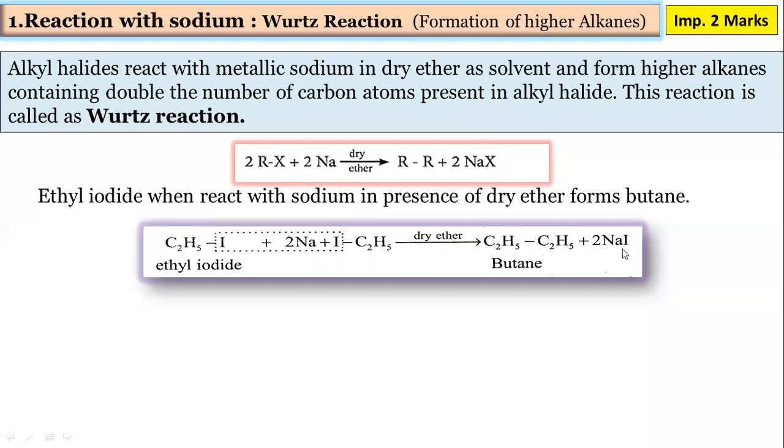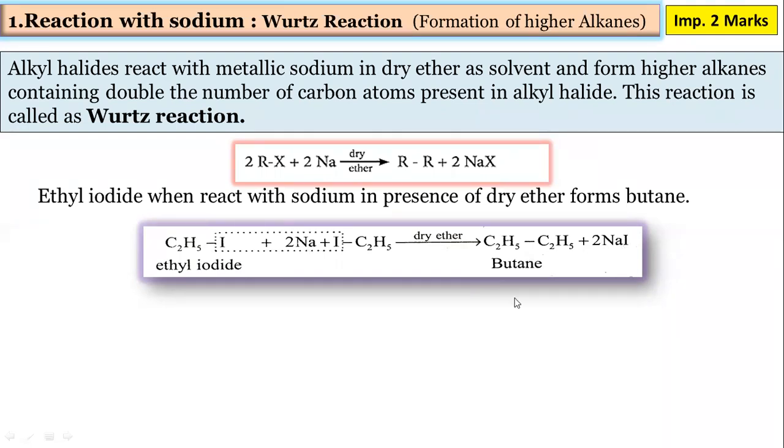See, one example is given here. Ethyl iodide, C2H5I, and we get the higher alkane, butane. The halide is lower and the alkane is higher. Butane is prepared, coupling takes place here. This is C2H5 and this is C2H5. With 2 Na removing the 2 iodines, we get 2 NaI as a byproduct, and we get the coupling product.